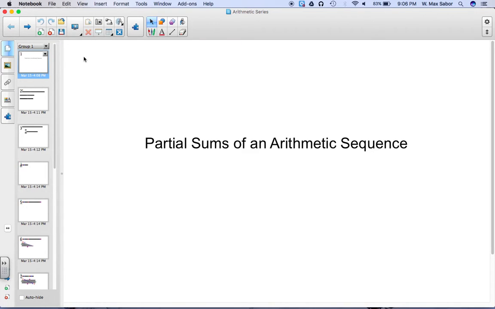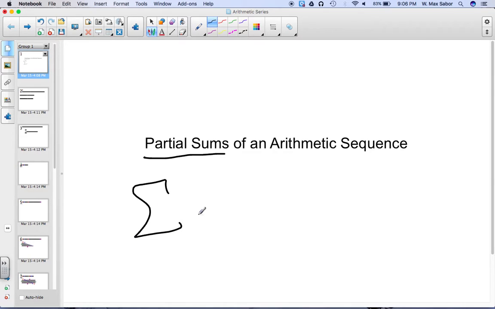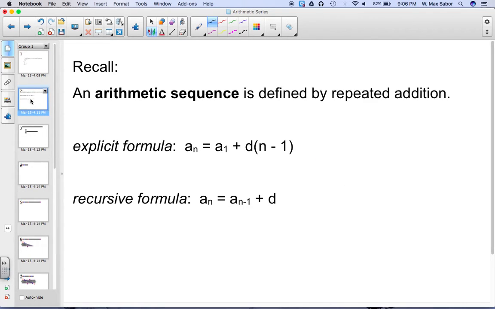How do we take partial sums of an arithmetic sequence? So first, remember what a partial sum is. A partial sum is when we're adding up some number of things, starting somewhere and ending somewhere else. It's not infinite. And an arithmetic sequence is defined by repeated addition. It has an explicit formula where you take your common difference, multiply by n minus 1, and add that to the original term to find a new term.